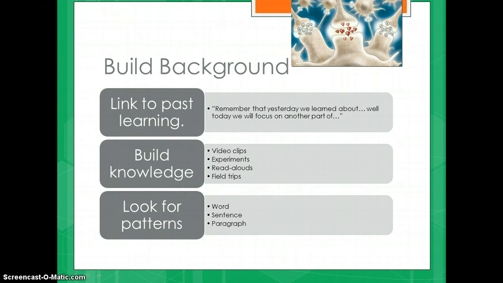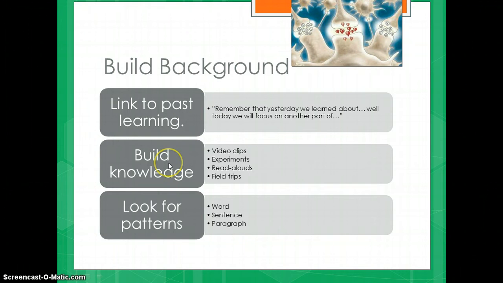If you're wondering about this picture up here, I like to think of these as synapses, and what goes on in your brain when you're making connections between new words and new languages. Another way to do that is by building background. You can do that by linking to past learning, so you can ask your students things like, remember that yesterday we learned about democracy? Well, today we're going to learn and focus on another part of democracy, which is about, and then you could go on. So that is one way that you can help them link to past learning.